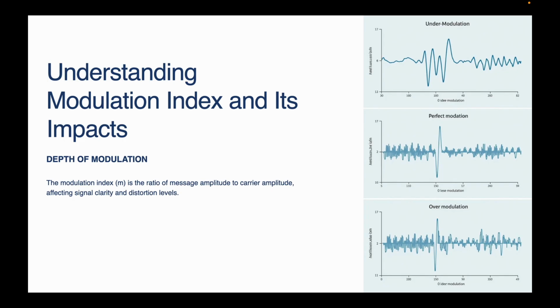Understanding modulation index and its impacts. The modulation index is the ratio of message amplitude to carrier amplitude, affecting signal clarity and distortion level.